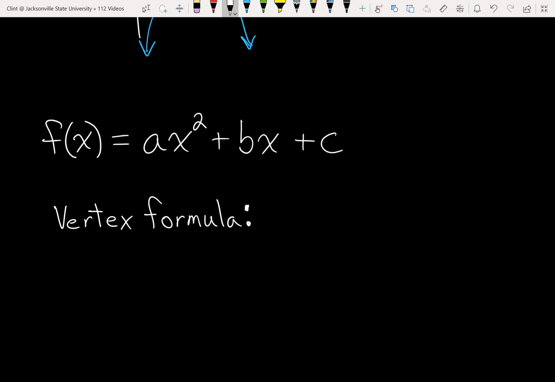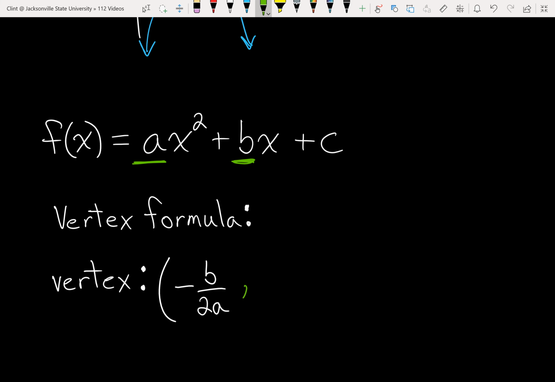So the vertex formula says our vertex, if we have a quadratic equation in this form, kind of the expanded form, ax squared plus bx plus c, the x coordinate is located at negative b divided by 2a. Okay, so we take our coefficients here, we take negative b, divide that by 2 times a, and we get the x coordinate of our vertex.